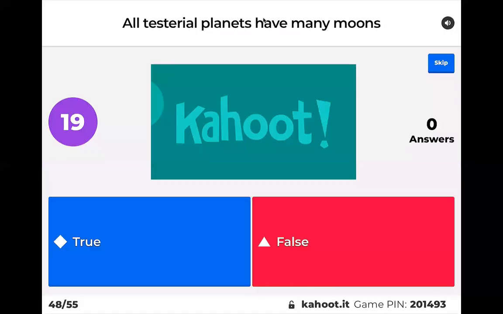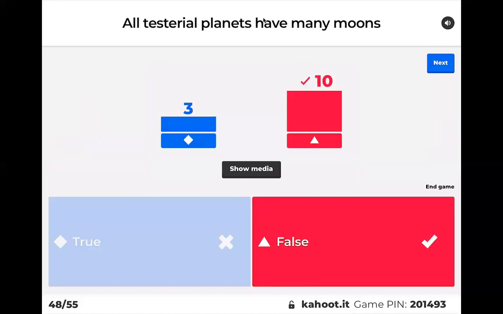All terrestrial planets have many moons. Is that true or false? I think also false. It's false. Terrestrial means inner planets, by the way, rocky planets. Okay.